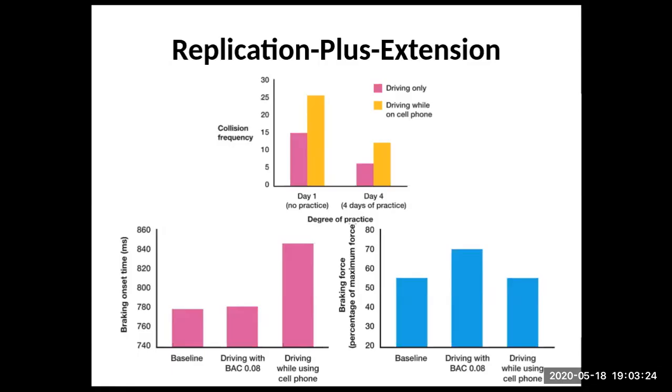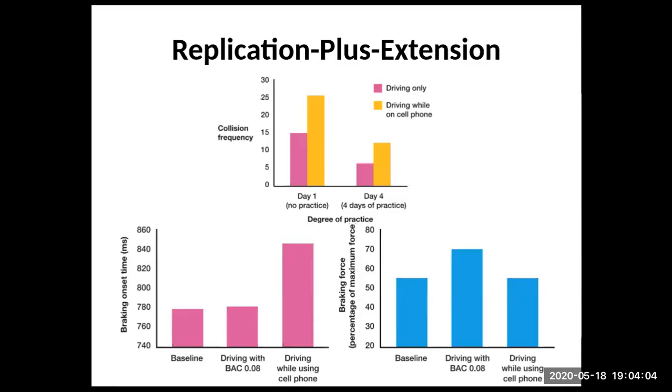So originally we have driving versus driving on a cell phone. Here day one is no practice, just like we saw in the original one, and to see how much collision frequency there was. And then day 4 is after 4 days of practice. So on day 1, which is the first part of the experiment, they are replicating what was done before, and then they're adding day 4 with 4 days of practice to see if the results are the same. And we see that there are reductions in collision frequency for both, but the difference between driving and driving on a cell phone seems to be about the same if we're reading the graph.